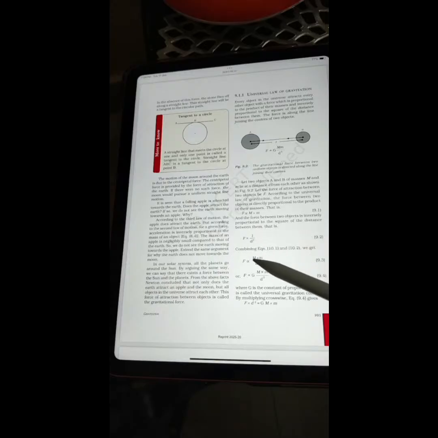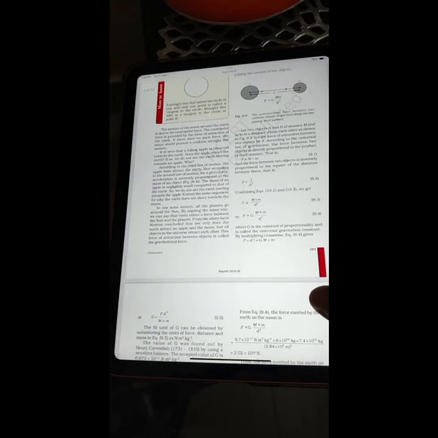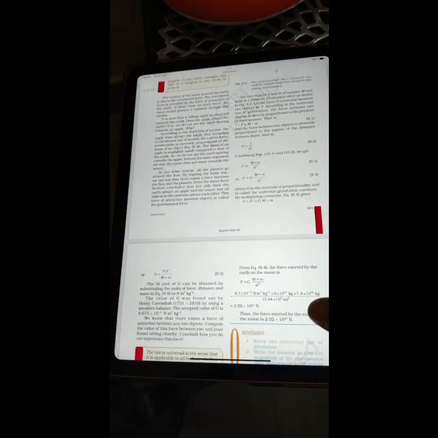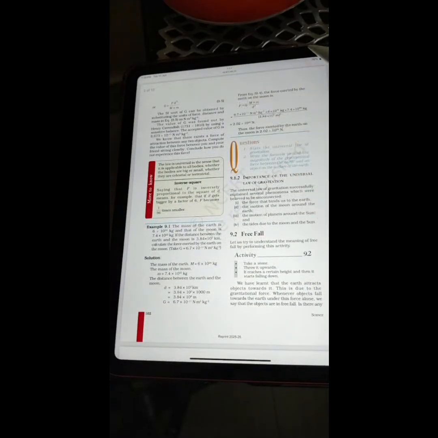Combining both the equations, you will get F is proportional to capital M into small m by d square, or F is equal to capital G M m by d square, where capital G is the constant of proportionality and is also known as the universal gravitational constant. By multiplying crosswise, your equation will become F into d square is equal to capital G capital M into small m. Next page now.